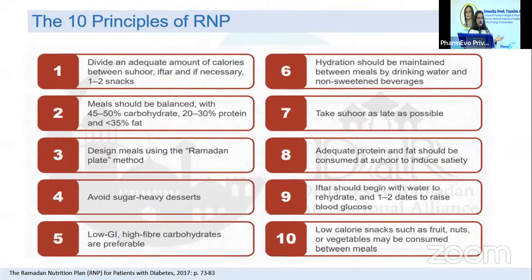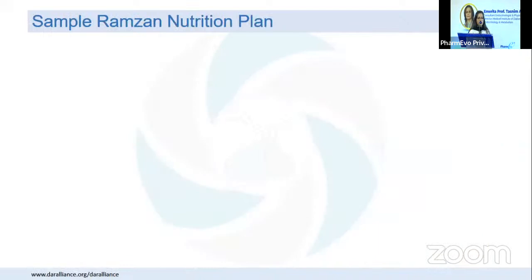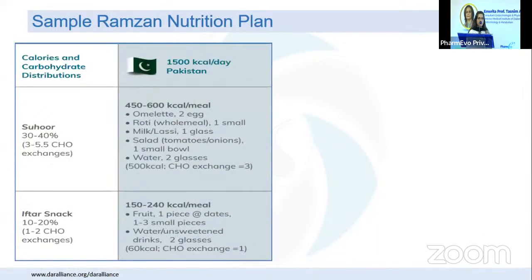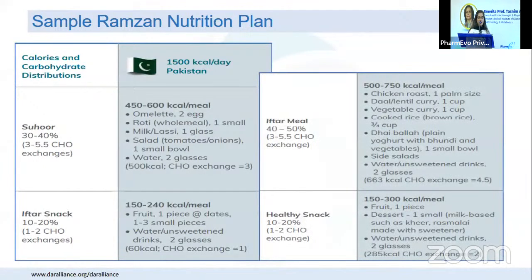So this is the summary of the 10 principles. Okay, so this is the sample Ramzan nutrition plan for Pakistan that is mentioned in the guidelines, and you can access those guidelines on the IDF-DAR website. So you can see that and take help from that. And I can only say that no samosas and pakoras are mentioned in this diet plan. So all options are healthy.